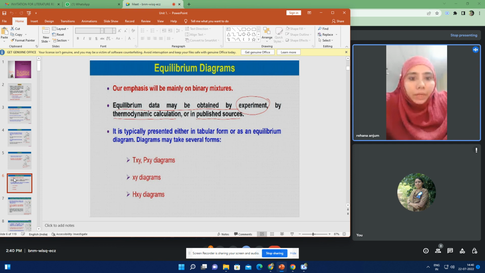When two phases are in equilibrium, vapor liquid equilibrium data enables you to use the composition of the liquid phase to obtain the composition of the vapor phase. So if we have a relation between the vapor phase and the liquid phase, there will be an equilibrium. Then we can relate the liquid phase composition to the composition in the vapor phase.